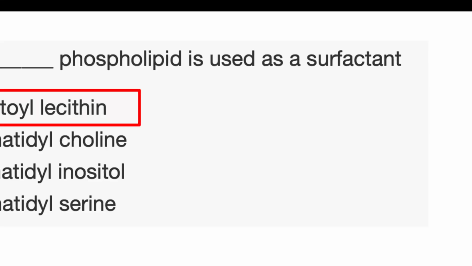The correct answer to this question is option A, dipalmitoyl lecithin. Option B, phosphatidylcholine, could have been the correct answer, but dipalmitoyl lecithin is a modified phosphatidylcholine which has other functional groups, and is the actual surfactant found inside the body. I will explain in a while why option A is the correct answer.